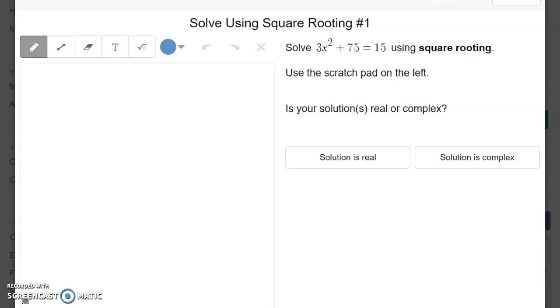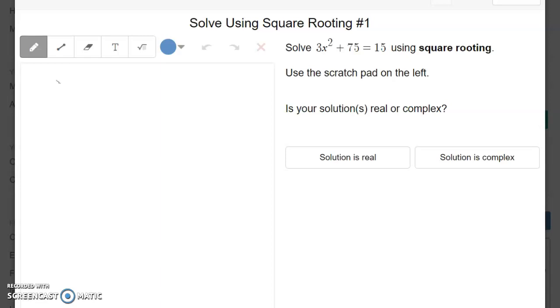The first thing you should think about is, what is the best method to solve this? Well, I only have the x squared term and a constant. That means the best way to solve is by square rooting. So I need to bring the 75 to the other side by subtracting 75.